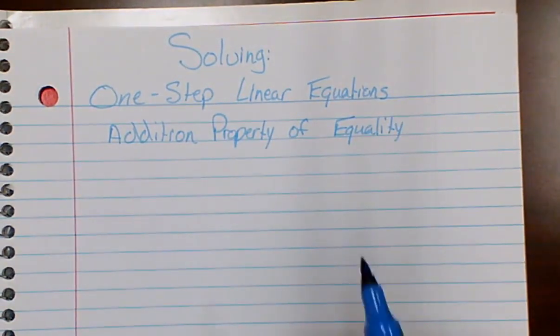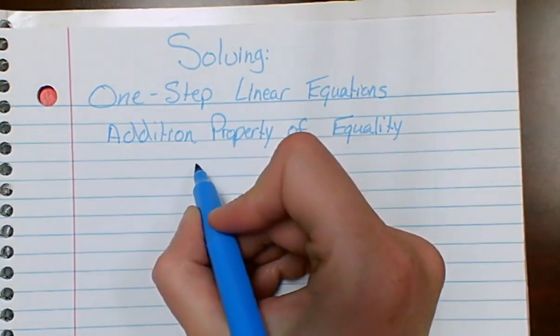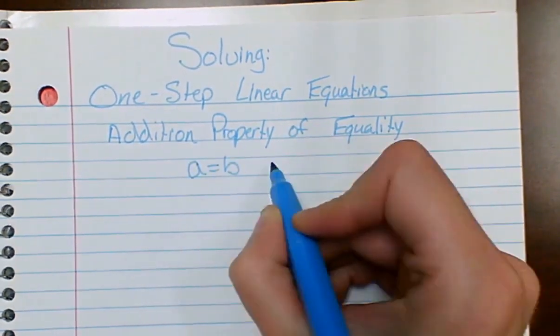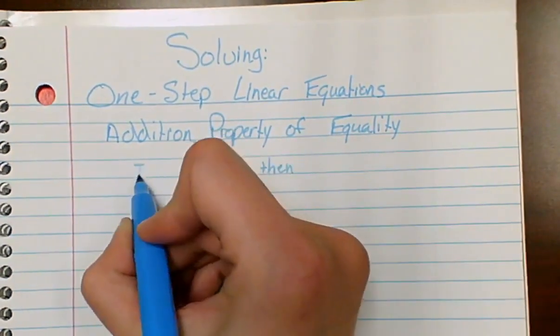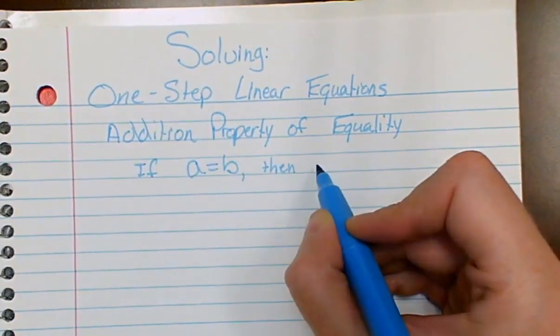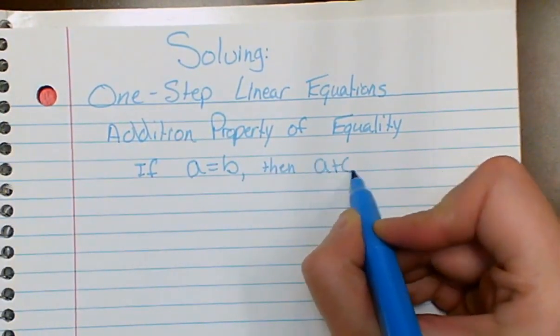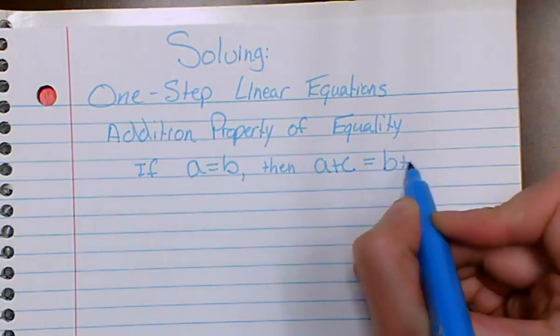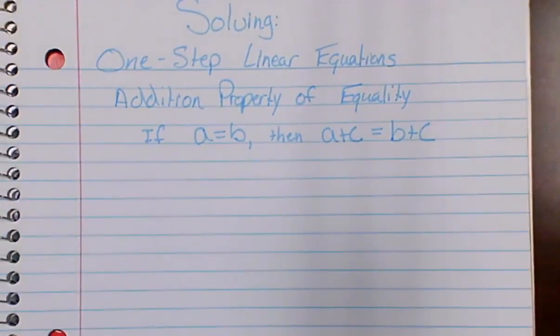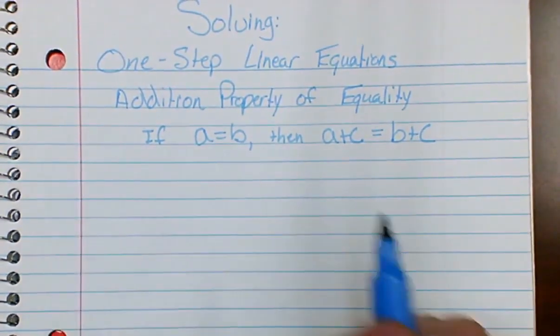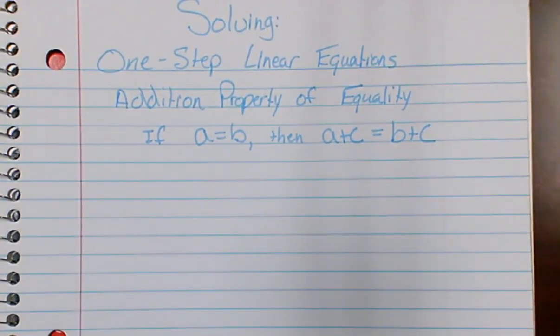So the addition property of equality states that if we have A equals B, then we can have A plus C equals B plus C. So all this means is if you add something to one side, you have to add it to the other. Or if you subtract something from one side, you have to subtract it from the other.